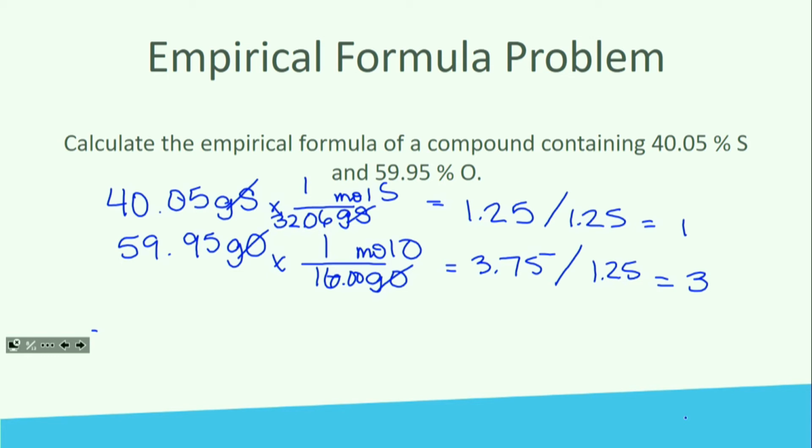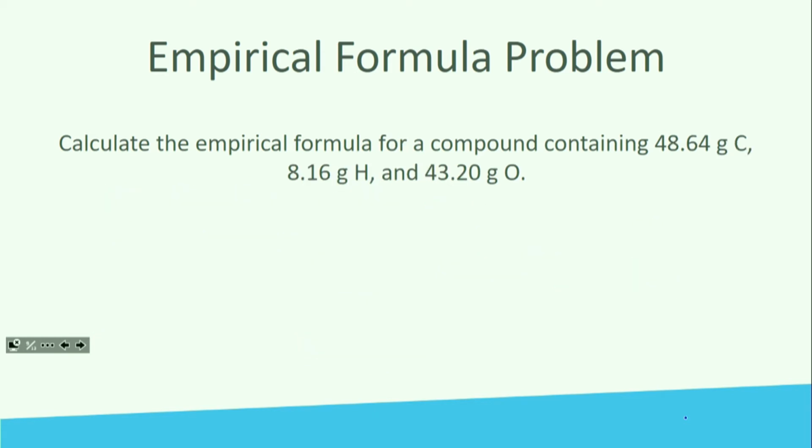So what this tells me is that I'm going to have a formula that has 1 sulfur, and I'm going to have a formula that has 3 oxygens. So that formula is going to be SO3. 1 sulfur and 3 oxygens. Okay? Let's try one more of these.